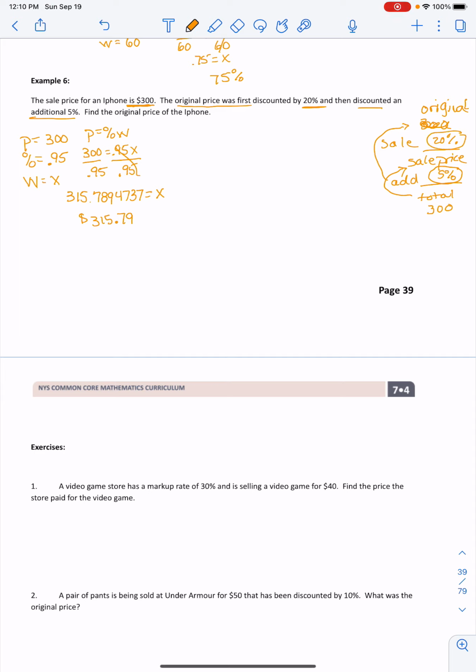The next thing that we have to do is take care of the 20% up here. So now I'm going to do it again. Only this time, our part is going to be the 315.79. Our percent is going to be 0.8 because of the 20%, and our W is going to be X. So now we've got P, percent, and W. So we have 315.79 equals 0.8 X. So we're going to divide both sides by 0.8.